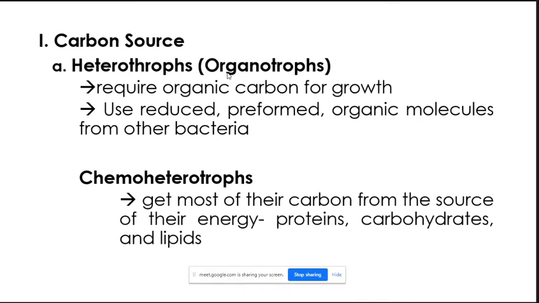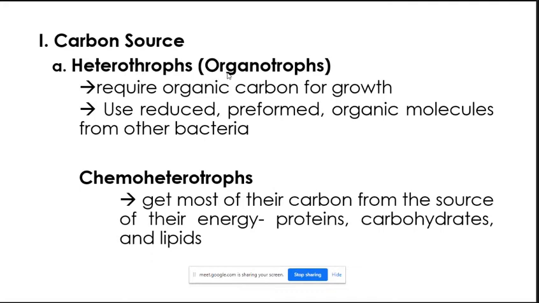When we're talking kasi of organic carbon or itong preformed or organic molecules, pwede dito yung glucose. Okay? Nandito na rin siya sa chemoheterotrophs. So glucose can both serve as a source of carbon and also as a source of energy. Yung mga chemo, again, you have there the prefix chemo. Yung chemo is always from chemicals. Heterotrophs, so they get most of their carbon from the source of their energy. What are those? You have your proteins, carbohydrates, and lipids.